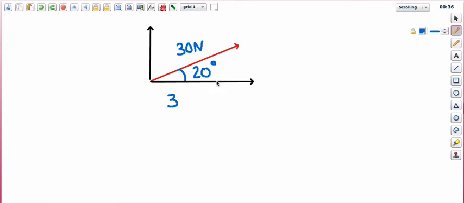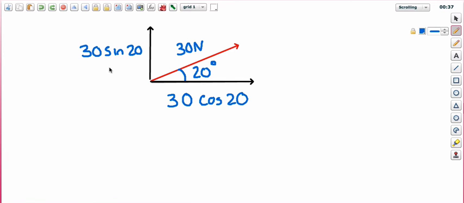and because the horizontal component is next to the angle, whichever component is next to the angle, we have to do cosine of the angle. So to find this one, because it's next to the angle, it's just 30 cosine 20. So in this case, the horizontal component is 30 cosine 20. And to find the vertical component, because the angle is over here, it's 30 sine 20. And that's all there is to it. So if you want to find the component that's next to the angle, you just use cos. And if you want to find the component that's away from the angle, you use sine.